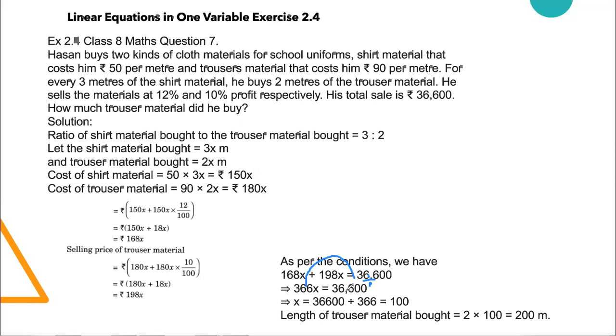So 36,600 divided by 366 is nothing but 100. Therefore, the length of the trouser material he bought is 2 into 100. How do I arrive at that? If you focus, we had already written that the trouser material bought was 2x meters. That is the reason why I multiplied 2 into 100, right? That's how we got this.